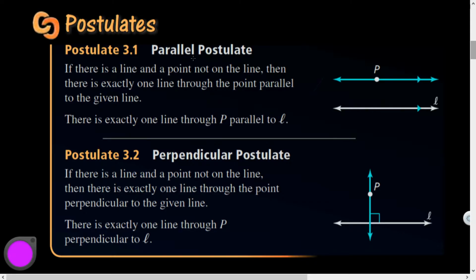So postulate, this is the parallel postulate. If there is a line and a point not on the line, okay, so I like this. Imagine a line. Imagine a point anywhere other than that line.